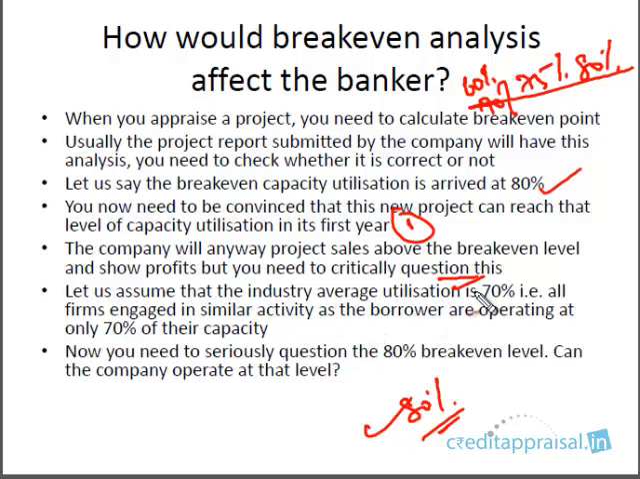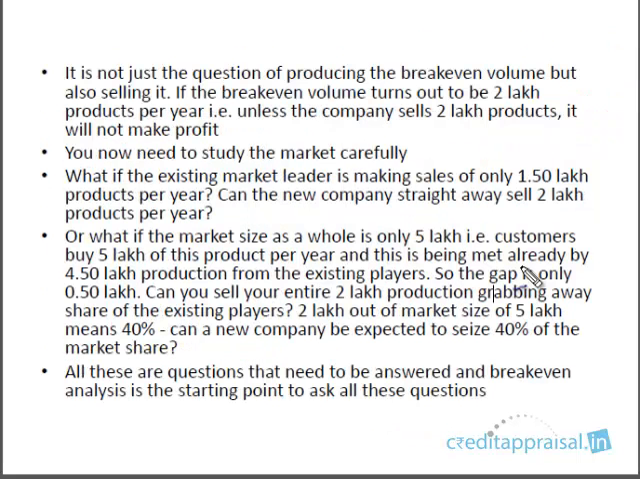Second point, say for example in this particular industry, all major units are operating at 70%. This is the average utilization of the industry as a whole. So can the company really operate at 80% is something you need to question. Also understand here it's not just a question of producing this break-even volume. Say for example the break-even volume we have arrived at is 2 lakh units. It's not about whether the company has the capacity to produce 2 lakh units. The company may have the installed capacity to produce. It's not about the production. It's about the sales. Ultimately, this company has to sell these 2 lakh units.